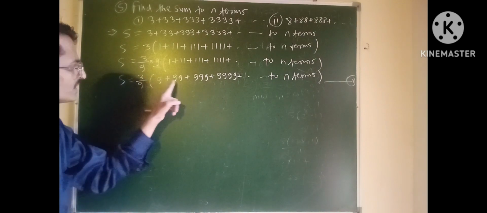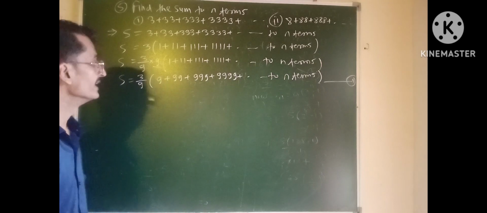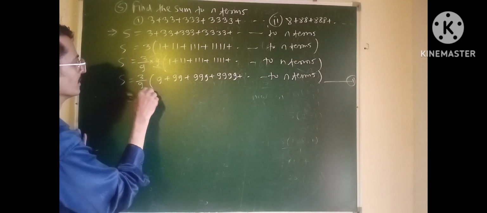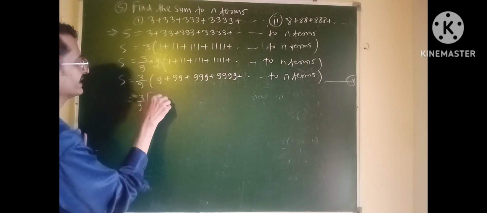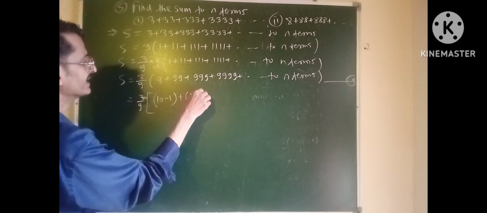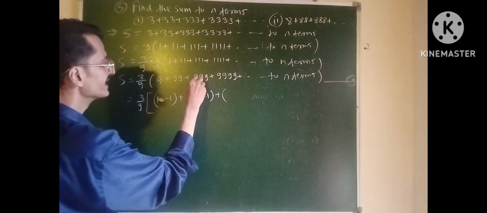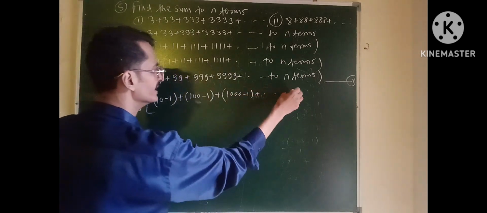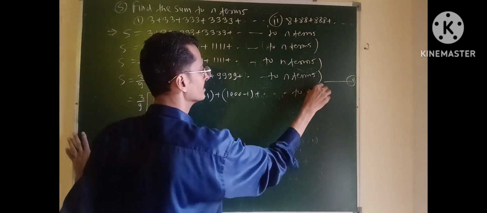Now how can we solve this? 9 we can write as 10 minus 1. 99 we can write as 100 minus 1. This 999 we can write as 1000 minus 1. Continue this up to n terms.